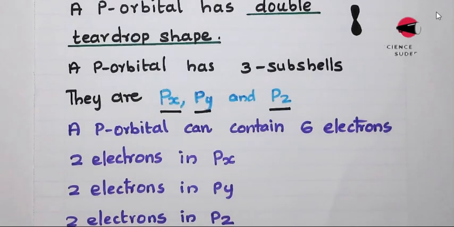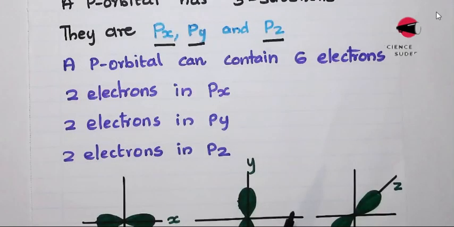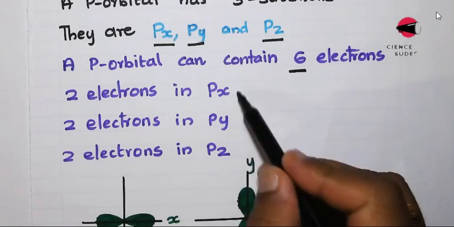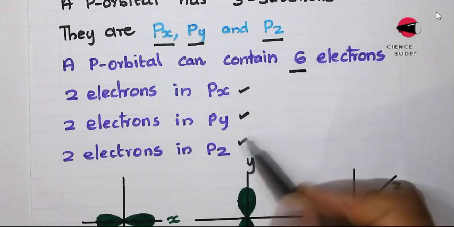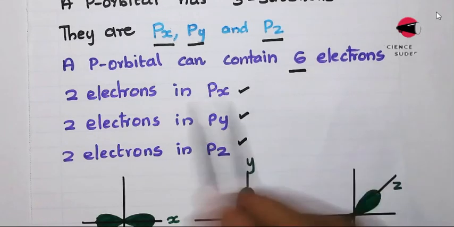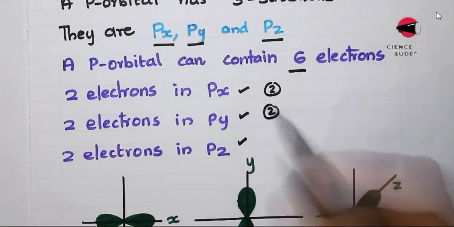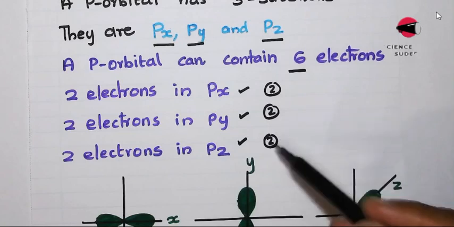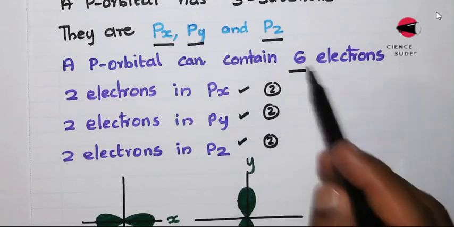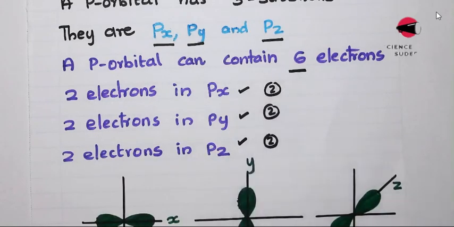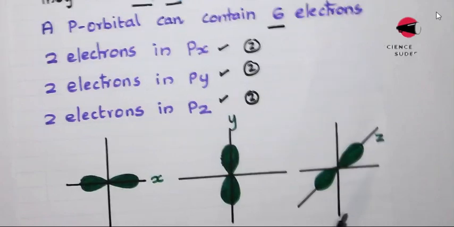Then an important thing when you learn about p orbital is a p orbital can have a maximum of 6 electrons. It can accommodate 6 electrons. Actually, a p orbital has 3 subshells, px, py, and pz, and each subshell can accommodate 2 electrons. 2, this one 2, and the last one 2. So when you add these, you will get 6. That's the reason a p orbital can contain 6 electrons. Remember, s orbital 2 electrons maximum, and p orbital 6 electrons.